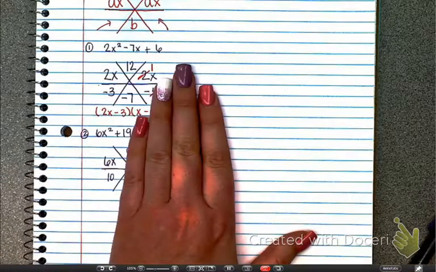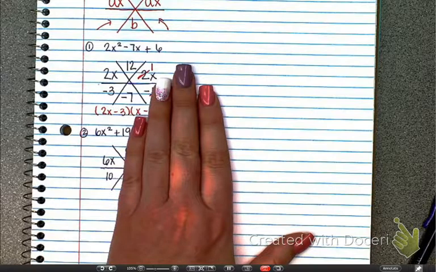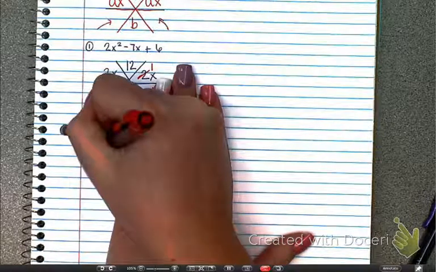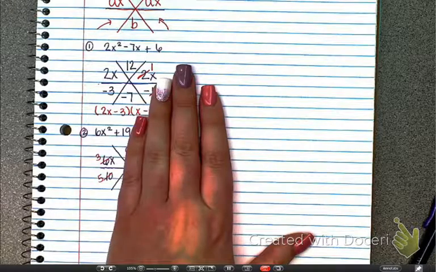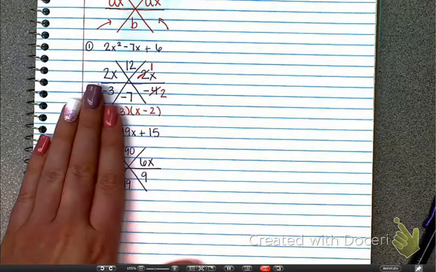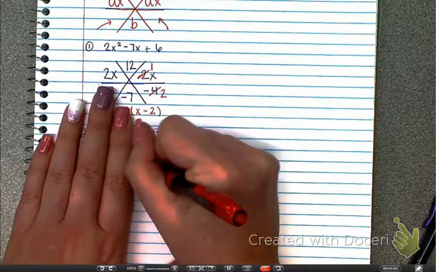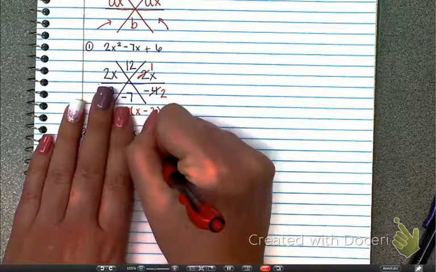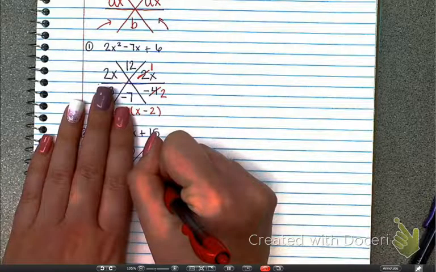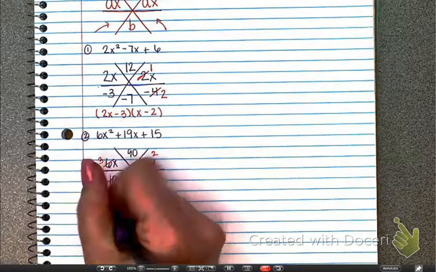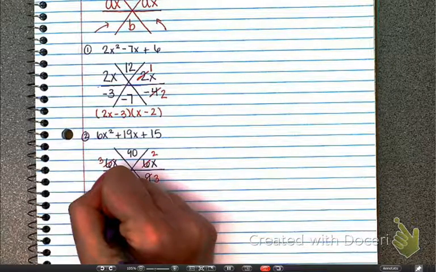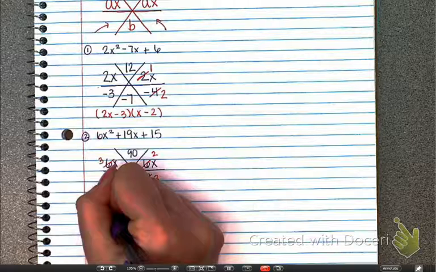Can I reduce that fraction? By 2. So 2 goes into 6 3 times. 2 goes into 10 5 times. And can I reduce this fraction? Yes. By 3. So 3 goes into 6 twice. 3 goes into 9 3 times. Last step is to write it in factored form. So 3x plus 5 and 2x plus 3. So your top will always go first, and then what's on the bottom will come second.